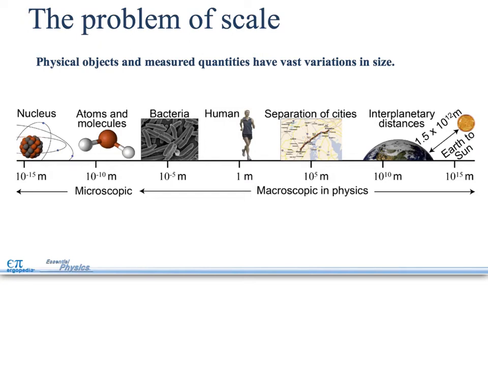Physical objects and measured quantities have vast variations in size. If you look here, you've got the nucleus, which is very, very small, 10 to the negative 15th. Atoms are not quite as small at 10 to the negative 10th. Bacteria is 10 to the negative 5th. A human is about 1 meter tall. That's actually kind of small for a human. It's probably a kid. Separation of cities, you can have 10 to the 5th meters. Interdisciplinary distances, 10 to the 10th. And then you have the Earth to the Sun distances, 10 to the 15th. All these can be represented with a power of 10.